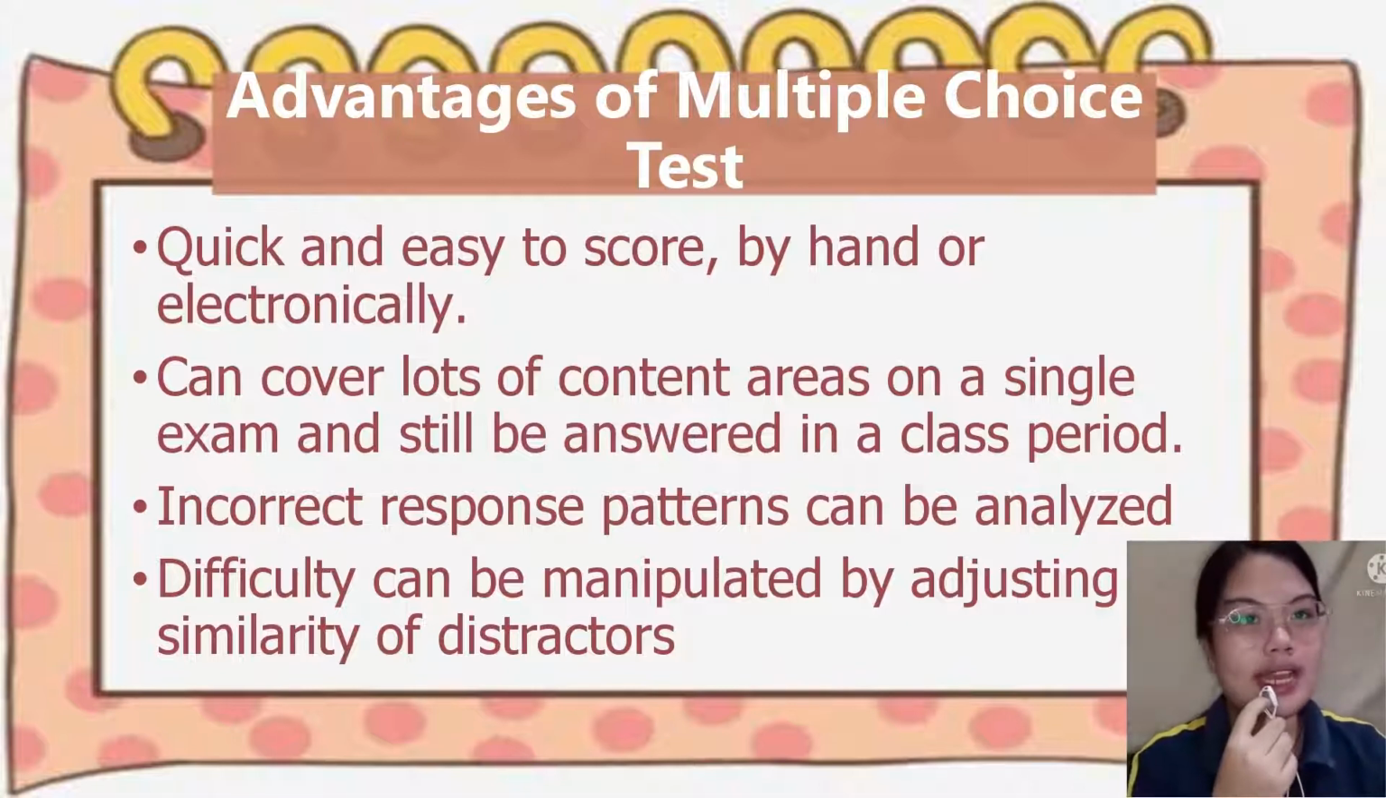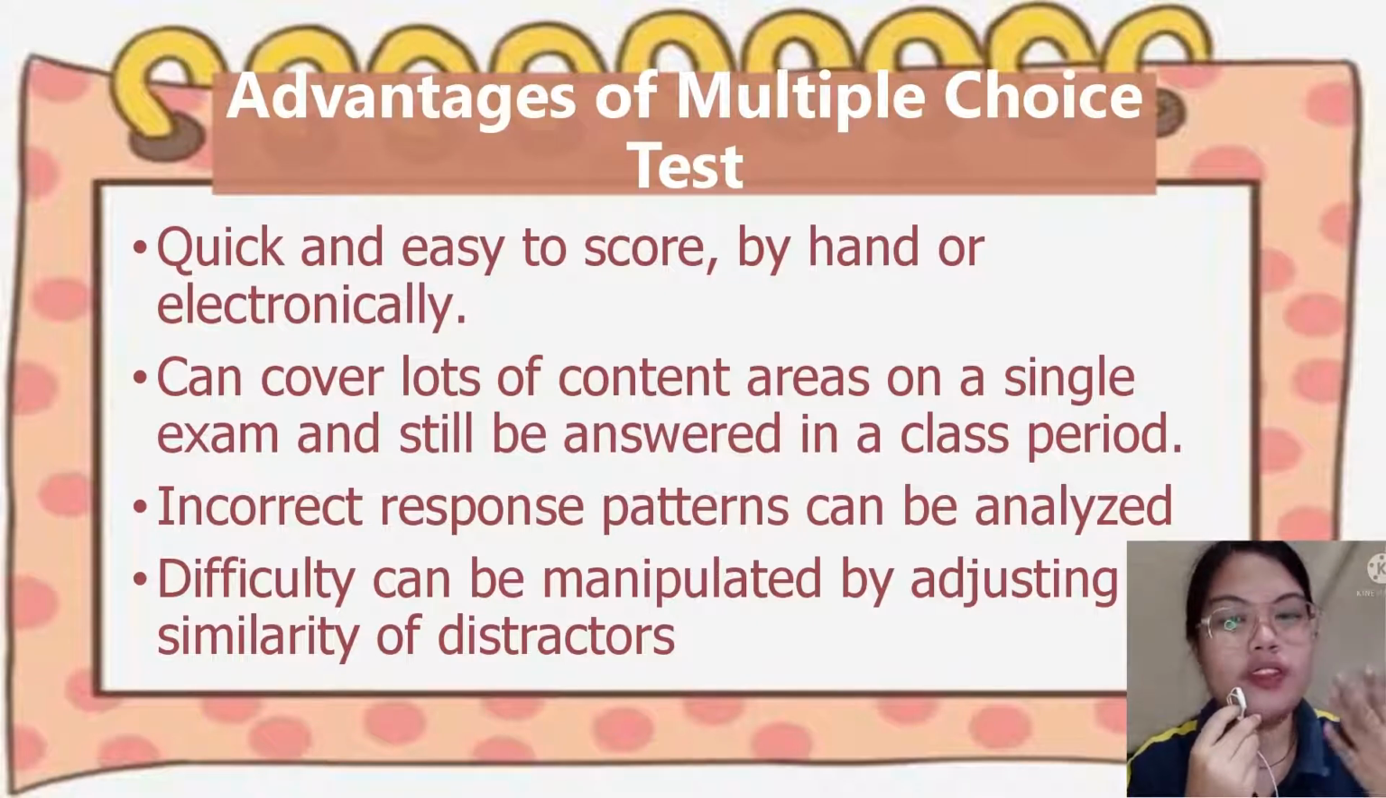A multiple choice test allows the teacher to modify the level of difficulty of the exam. How? By adjusting the question or the distractors. By making the distractors strong and attractive to learners, they will have a difficult time picking the correct answer, thus allowing us to determine if students really understood the topic.